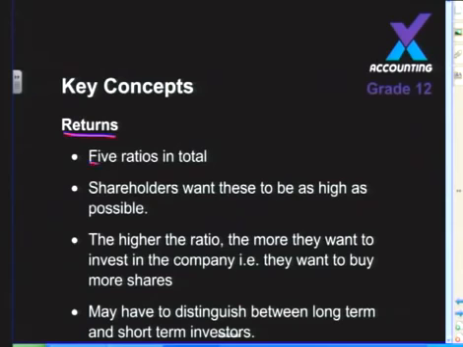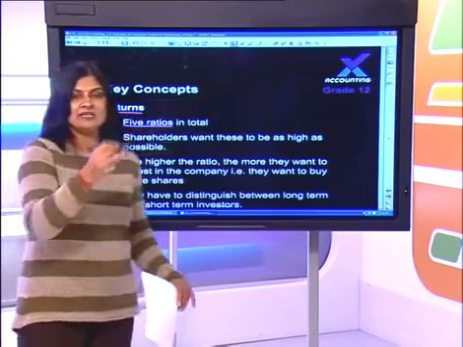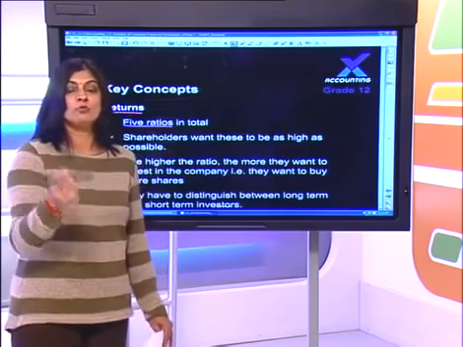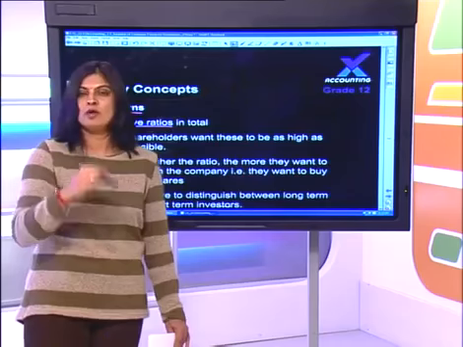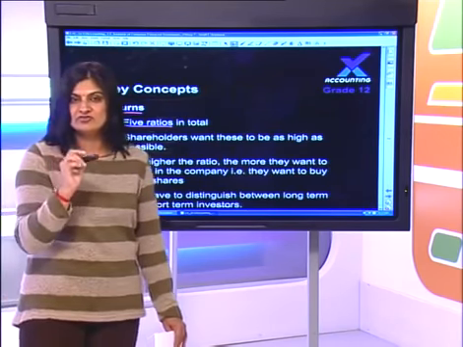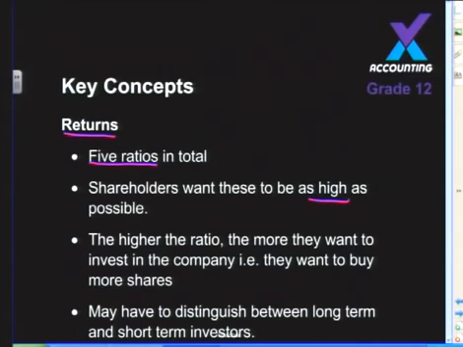Here we're looking at 5 ratios in total. Shareholders, remember, when we talk about returns, returns affect your shareholders. Shareholders are your investors in the company. It also impacts your potential shareholders, people who want to invest in your company. So they are very interested in these 5 ratios. Shareholders want these ratios to be as high as possible.